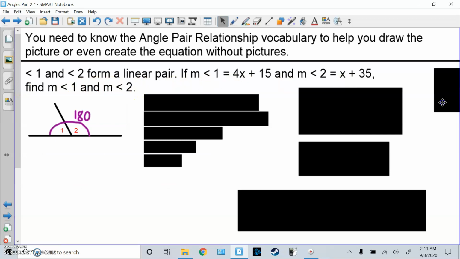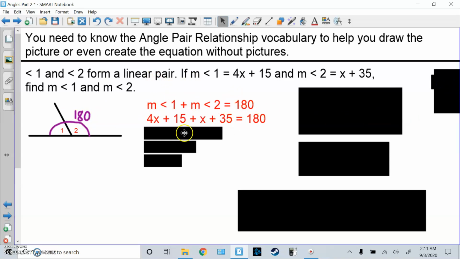Linear pair means they make a line together. So here's angle 1, here's angle 2, and together they make 180. So that's going to be our equation. Angle 1 plus angle 2 is 180. So you don't even need a picture for that. You just should remember linear pair always means 180 because that's a straight line. I fill it in. 4x plus 15 plus x plus 35 equals 180.